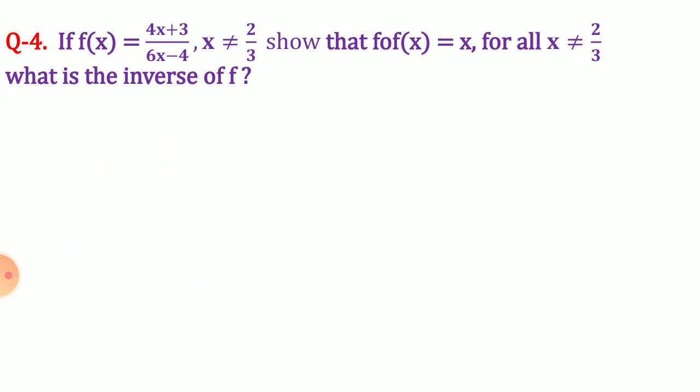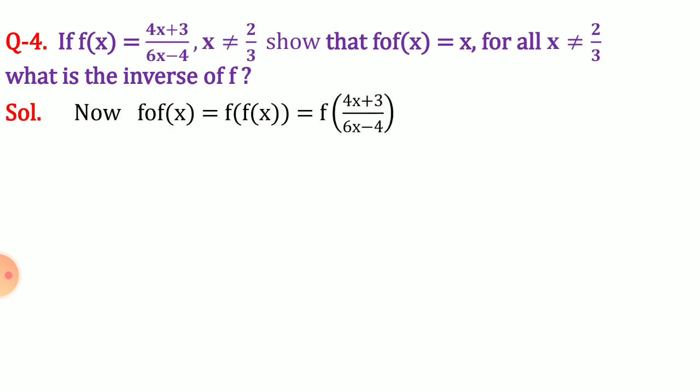First of all, here f composition f of x is f of f of x. Here f of x equals 4x plus 3 divided by 6x minus 4. Substituting again, x equal to 4x plus 3 upon 6x minus 4, we get 4 into 4x plus 3 upon 6x minus 4, plus 3, divided by 6 into 4x plus 3 upon 6x minus 4, minus 4. Here the 6x minus 4 denominators cancel out.